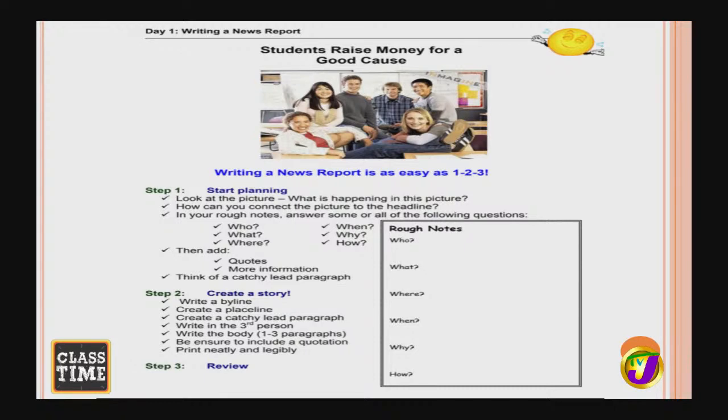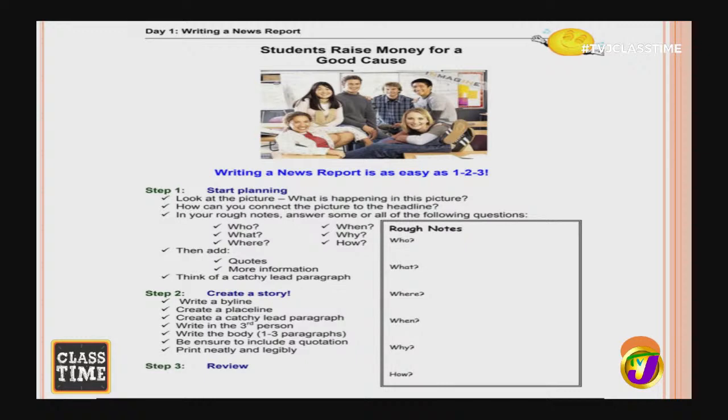Step 2, create a story. Write a byline, create a placeline, create a catchy lead paragraph. Write the body in third person. Remember, you're writing not just the body but the entire thing in the third person. Remember, you are writing from someone else's perspective. Pretend that you weren't there, and you're writing as if someone else is telling you the information.